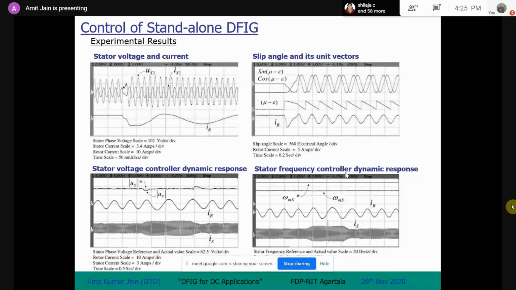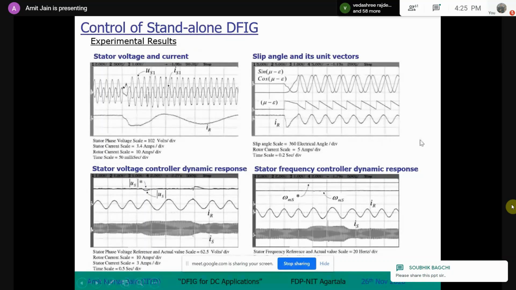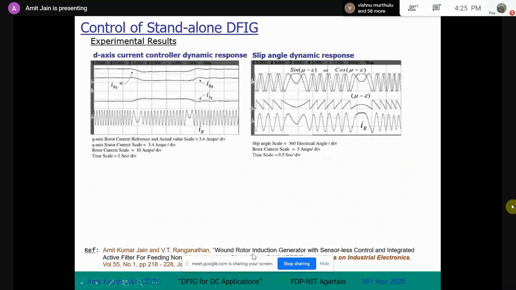Then the sensorless operation is also possible here, and how the system performs to load addition and removal is also shown. So this variation is what I was telling, when you move around synchronous speed. If you go subsynchronous or supersynchronous, this kind of variation you can see. So this was my master's work.